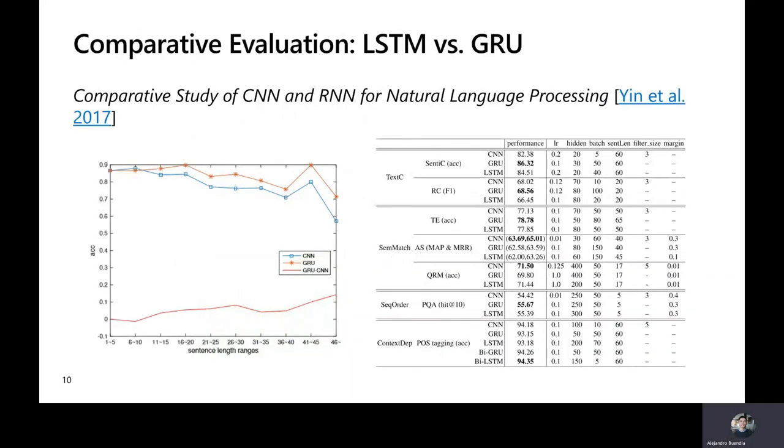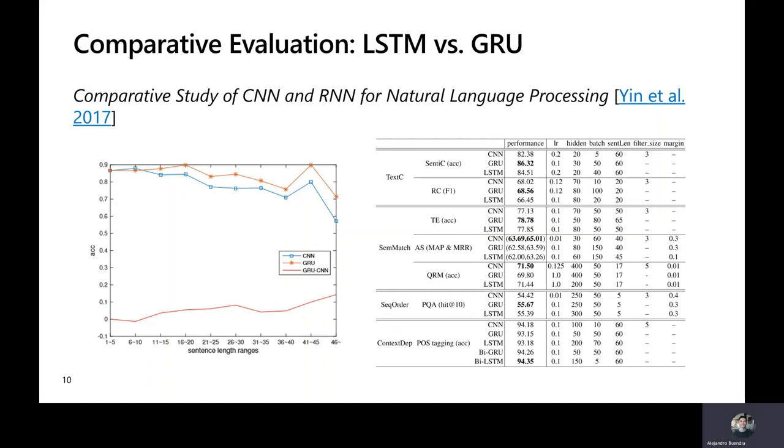To round out this discussion of architectures, we can examine some results which evaluate each against each other. A paper from 2017 from Yin et al. did a comparative eval for a convolutional neural network versus an LSTM versus a GRU on a set of NLP tasks. The authors examined the NLP tasks sentiment classification, relation classification, textual entailment, multiple choice answer selection, question relation match, path query answering, and part of speech tagging. The results are given in the table.